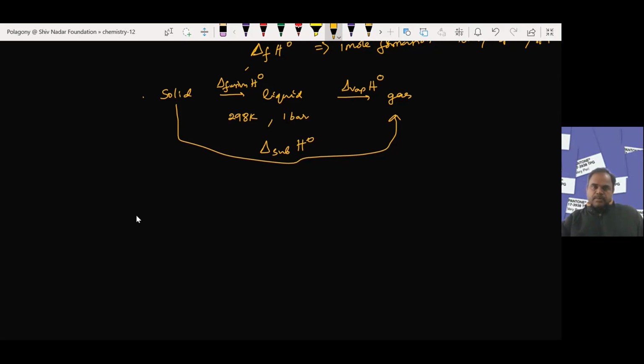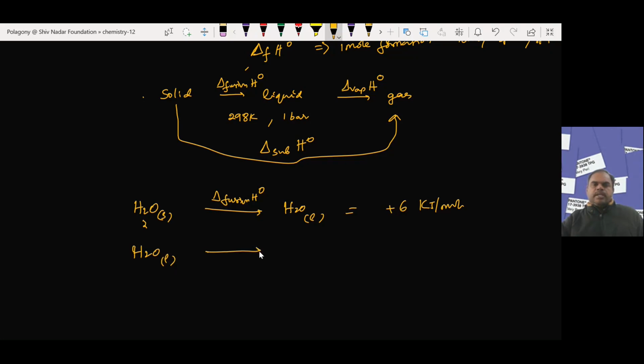So now, for example, if I take water in the form of solid, which will transform into liquid water, then the standard enthalpy of fusion will be equal to plus 6 kilojoules per mole, which is said to be melting. That means for 1 mole, if you supply 6 kilojoules of energy, then the water changes into liquid. Similarly, if you take 1 mole of liquid water and want to change it to vapor, H2O gas, then the standard enthalpy of vaporization is equal to 40.7 kilojoules per mole.